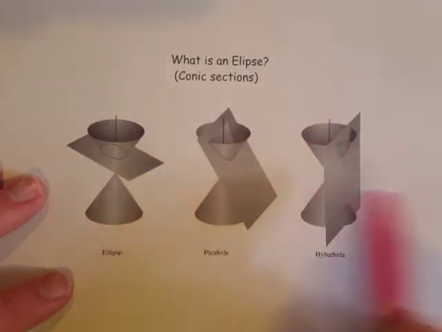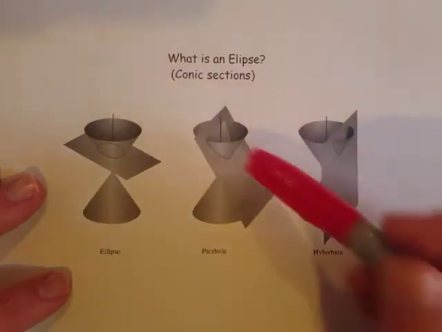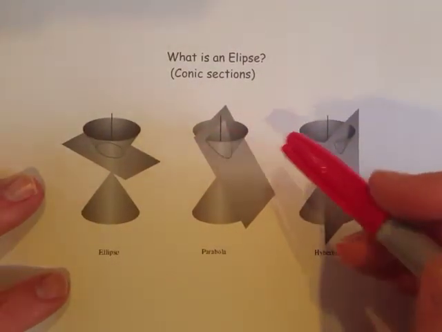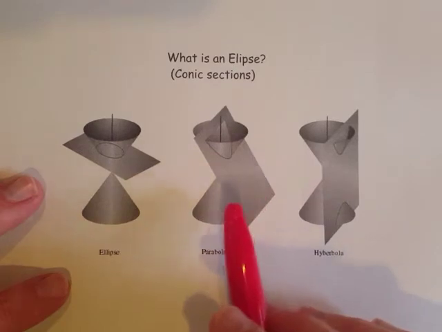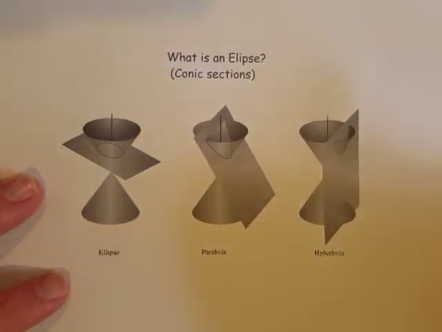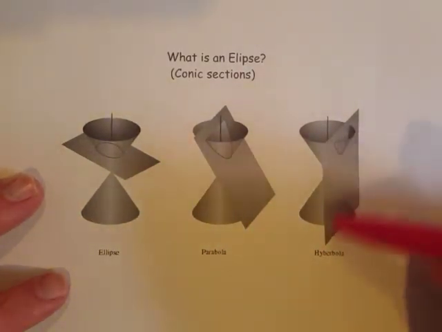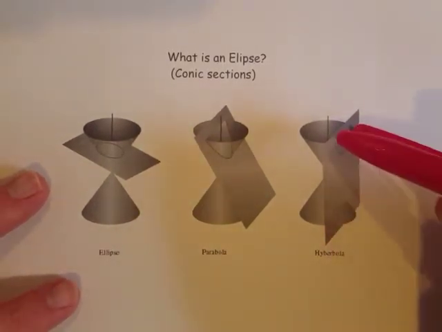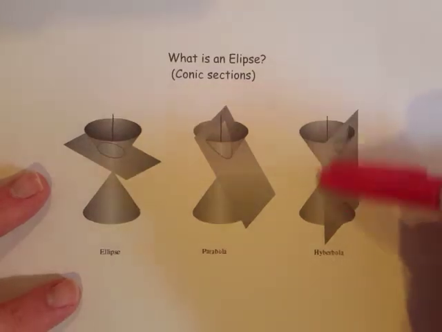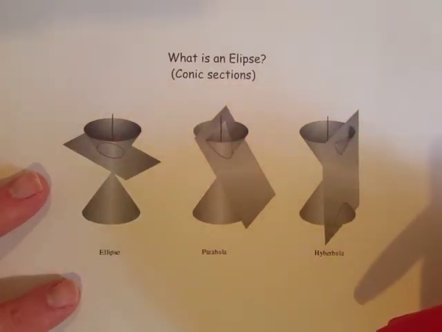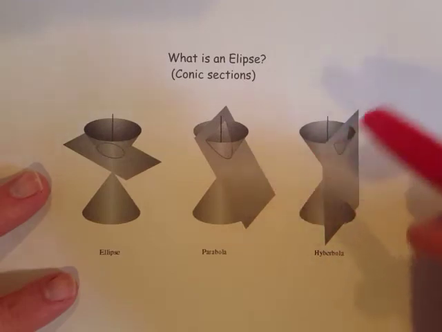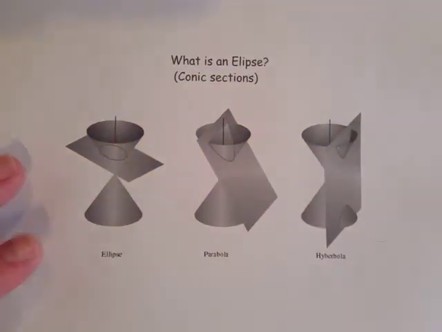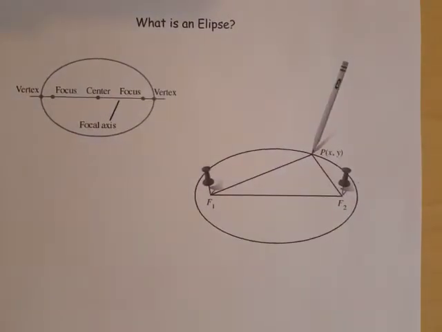There are two other ones on this page. We're not going to talk a lot about them, but we've already done a lot with parabolas this year. Parabolas are when you slice it parallel to the side of the cone, and then also hyperbola is something that looks kind of like parabolas, but this one is going to slice it parallel to the line right through the middle of those cones. So just some different shapes that you can get from cones and they're overall called conic sections.